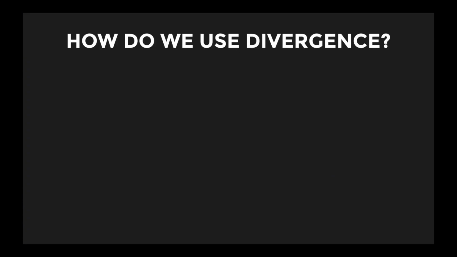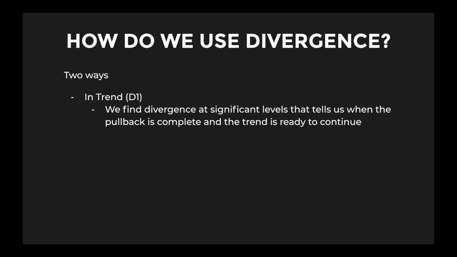So let's talk about how we use divergence. Now, there's two ways to identify divergence, bullish and bearish. Before we talk about the bullish and bearish divergence, I'm going to show you that in the next slide. I want you to understand my way of looking at divergence. No one else talks about it this way. I look at it as in trend, which we call our D1 entry. This is divergence that we find at significant levels that tells us when a pullback is done and trend is ready to continue. That's the first way we'll use divergence to find trades.